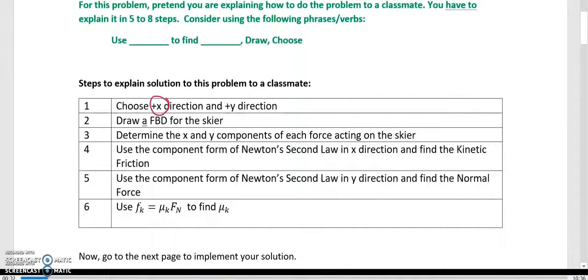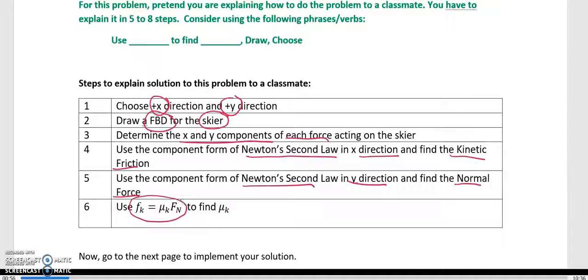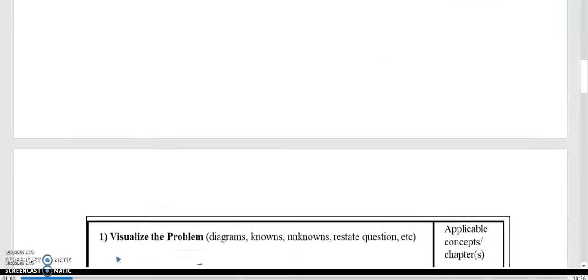So let's assume that we're going to explain this to a friend. These are the steps. You have to choose the positive x direction and y direction. Draw a free body diagram and then determine the x and y components of each force acting on the sphere. Then use Newton's second law in the x direction to find the kinetic friction, and use Newton's second law in the y direction to find the normal force, and then calculate the coefficient of kinetic friction.